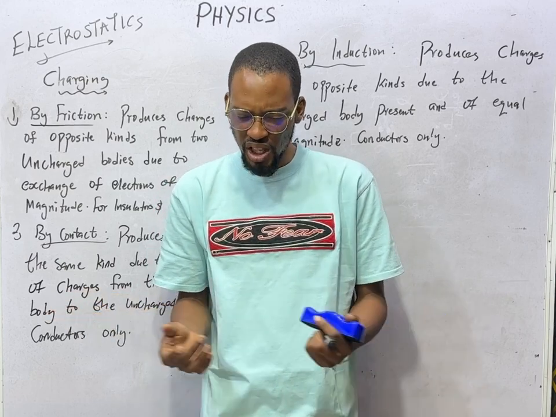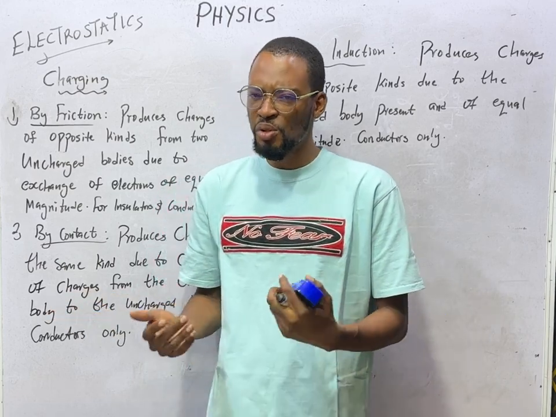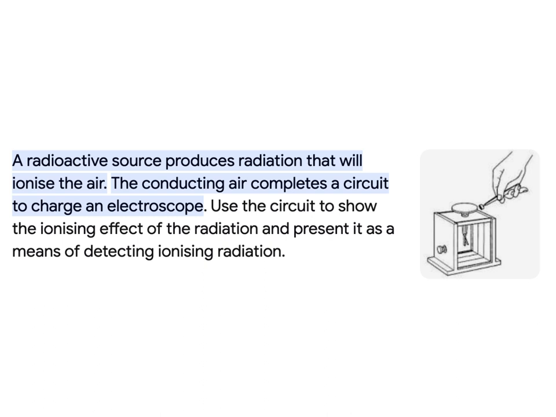So how do radioactive materials and the electroscope come in contact? What should you know about that? Radioactive materials, gold leaf electroscope. Alpha particles are relatively heavy and have considerable energy. So when they collide with atoms or molecules, they knock out electrons from them. As alpha particles move in air, ions and electrons are produced.